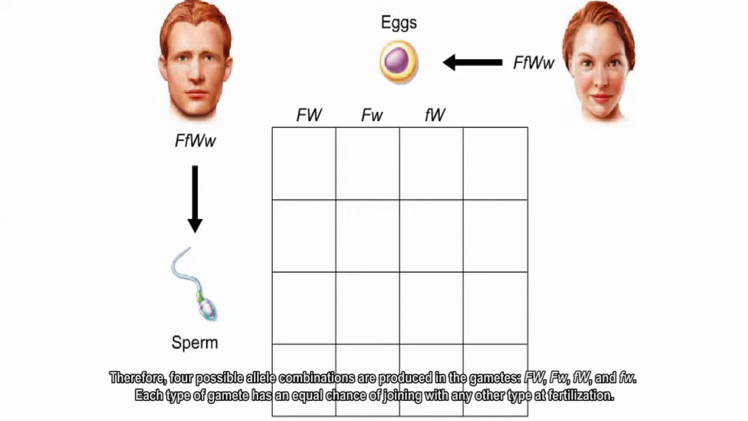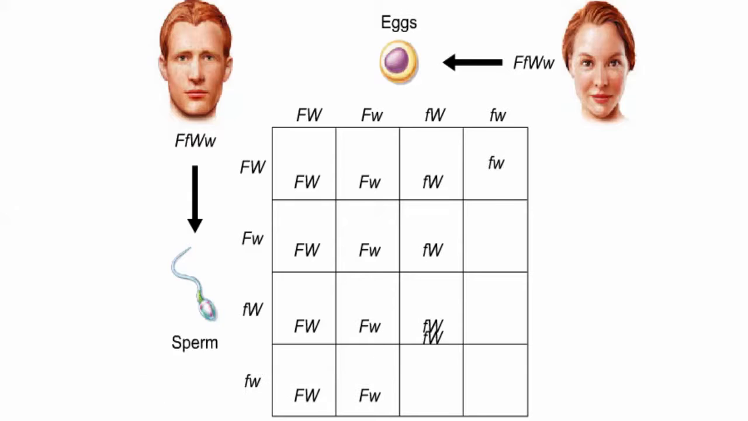Therefore, 4 possible allele combinations are produced in the gametes: dominant F, dominant W; dominant F, recessive w; recessive f, dominant W; and recessive f, recessive w. Each type of gamete has an equal chance of joining with any other type at fertilization.